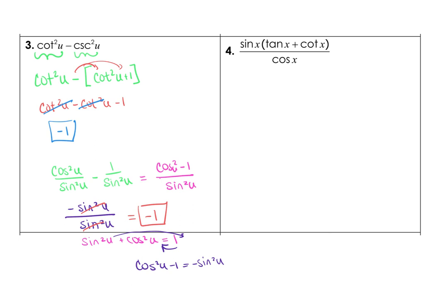Before you do anything, you may want to think about rewriting this sine over cosine. So before I distribute anything, maybe think about what sine over cosine is, because the inside deals with tangent and cotangent. So go ahead and try number 4.